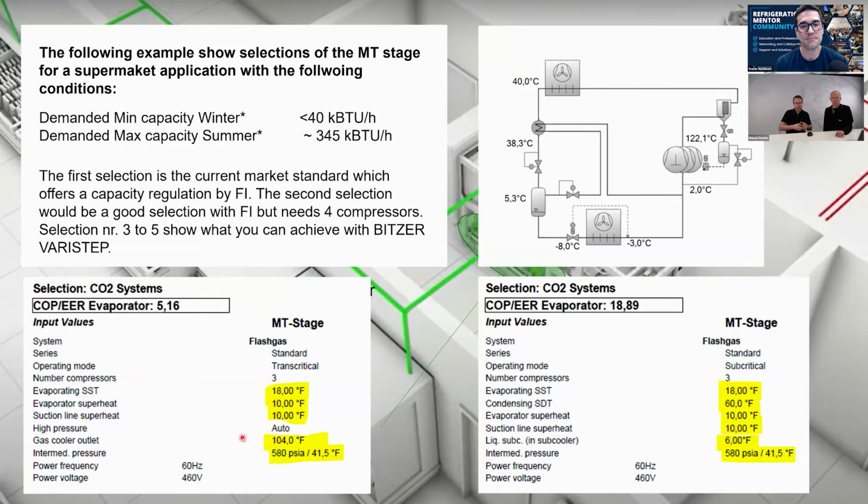As a calculation, we used 104 Fahrenheit as the gas cooler outlet temperature, 18 Fahrenheit evaporating temperature for the summer conditions, and in the winter condition the system is running subcritical. Then we calculate with a 60 Fahrenheit condensing, which has an influence on the lead compressor, because this is defining the minimum capacity in the winter conditions.